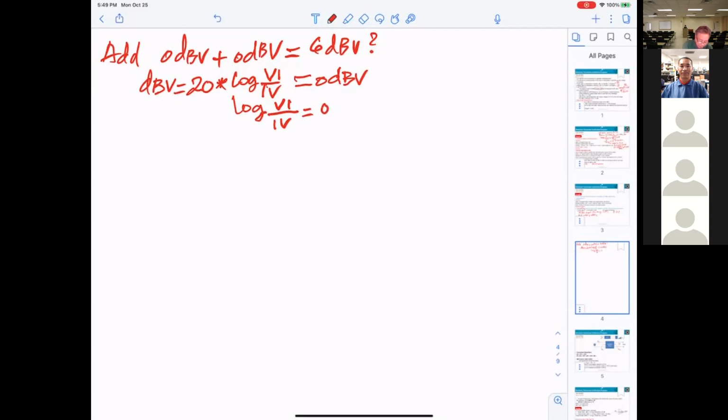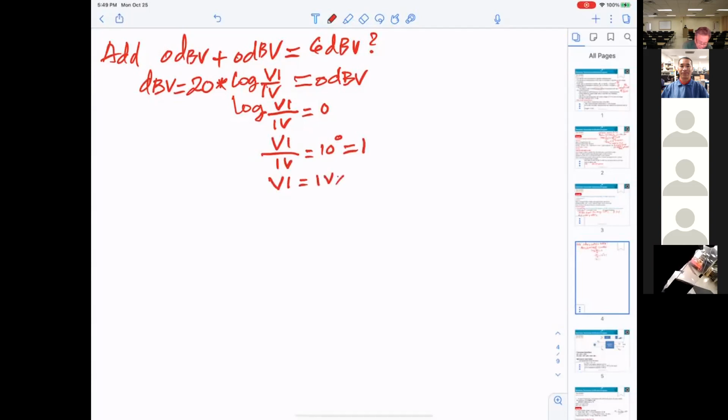Okay, so you remove the log. V1 over 1 volt equals 10 to the power of 0, which equals 1. That will be telling you V1 equals 1 volt times 1, equals 1 volt. Same thing.